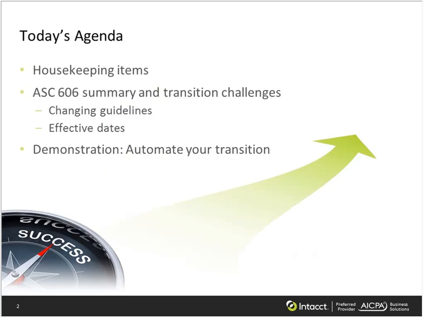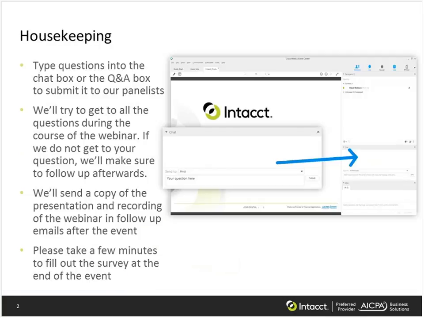In terms of today's agenda, I just want to cover a quick set of housekeeping items, and then we'll roll into a summary of ASC 606 and the challenges that are going to be faced by finance teams with respect to making that transition. We'll talk about some of the changing guidelines, effective dates, and a little bit about disclosure requirements, and then I'm going to hand the floor over to John, and he's going to provide you with a demonstration of Intact and the capabilities that we have in our solution to help you automate that transition.